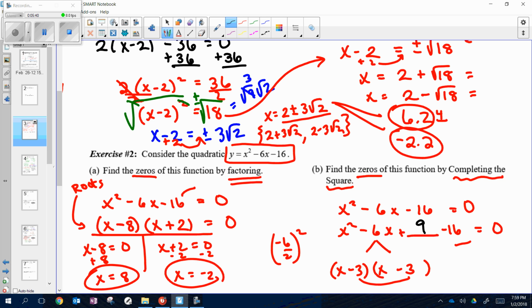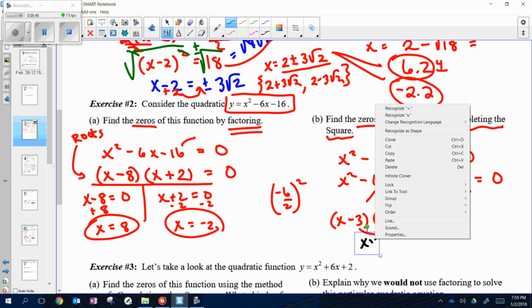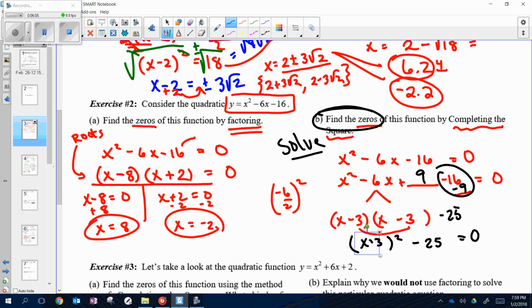When you add the 9 in on this side of the equation, you got to take the 9 off. So now I have x minus 3 squared minus 25, because this would be a minus 25 right there, equals 0. And I've only completed the square. I have not found the zeros. I have not done the solving yet. I still need to solve that.